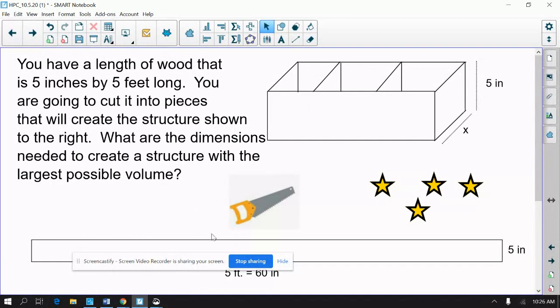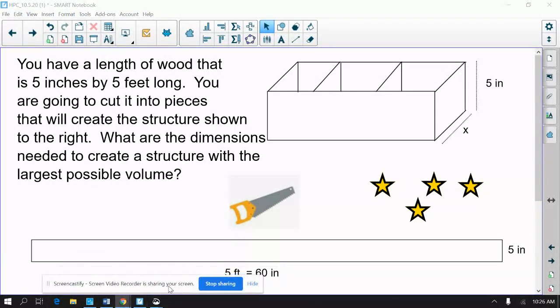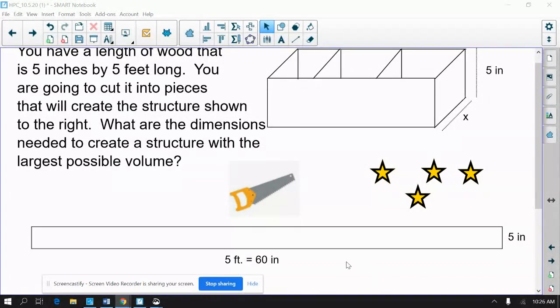You have a piece of wood that's 5 inches by 5 feet long. So I just drew out a piece of wood, 5 inches, 5 feet long, but I need the same units. So I converted the 5 foot dimension to inches. That's 60 inches. So 60 inches by 5 inches.